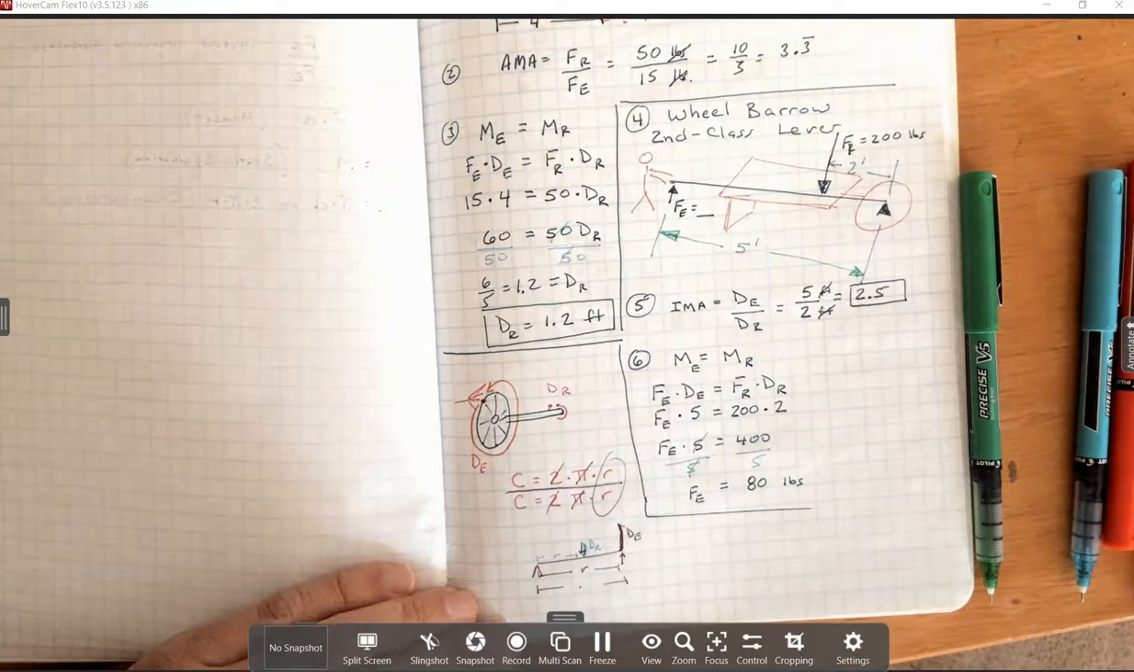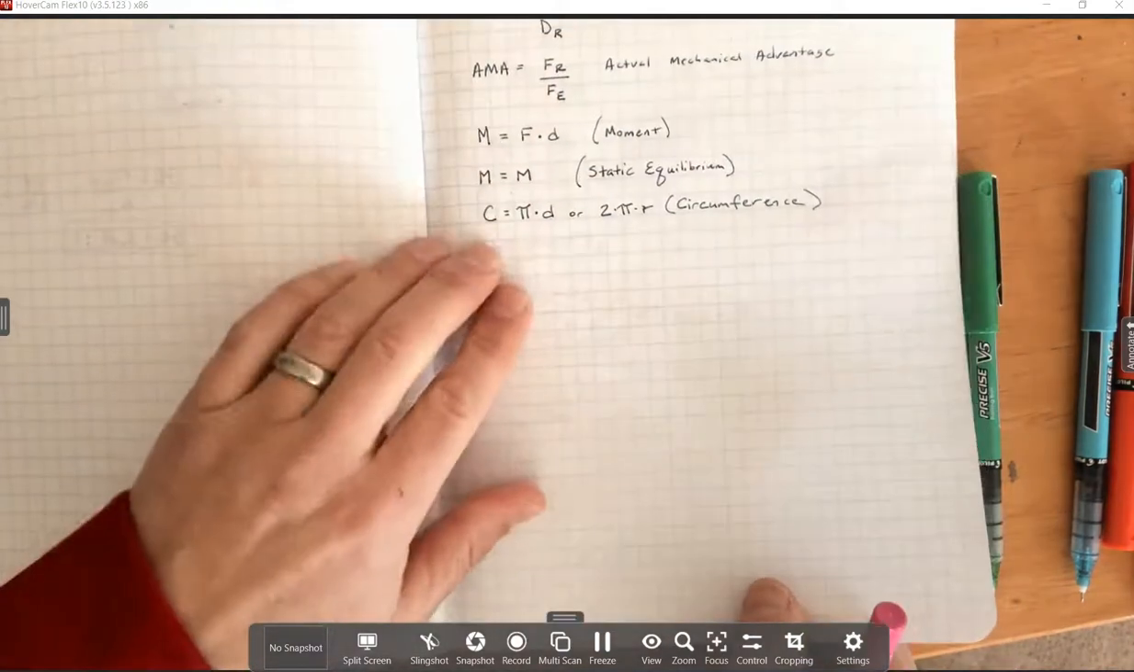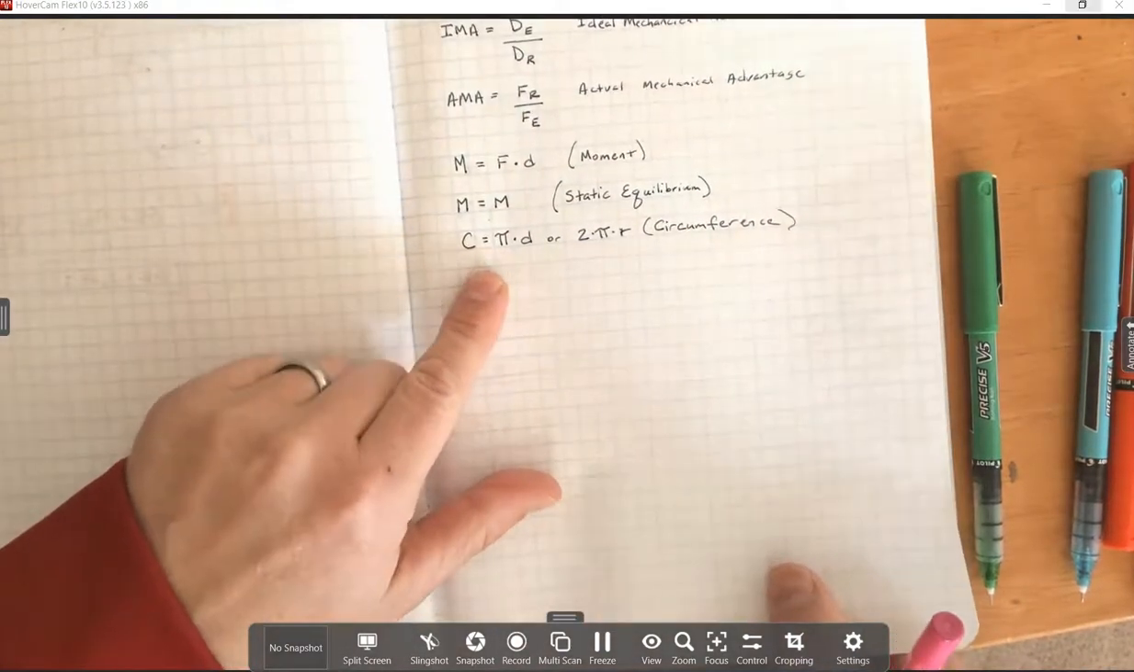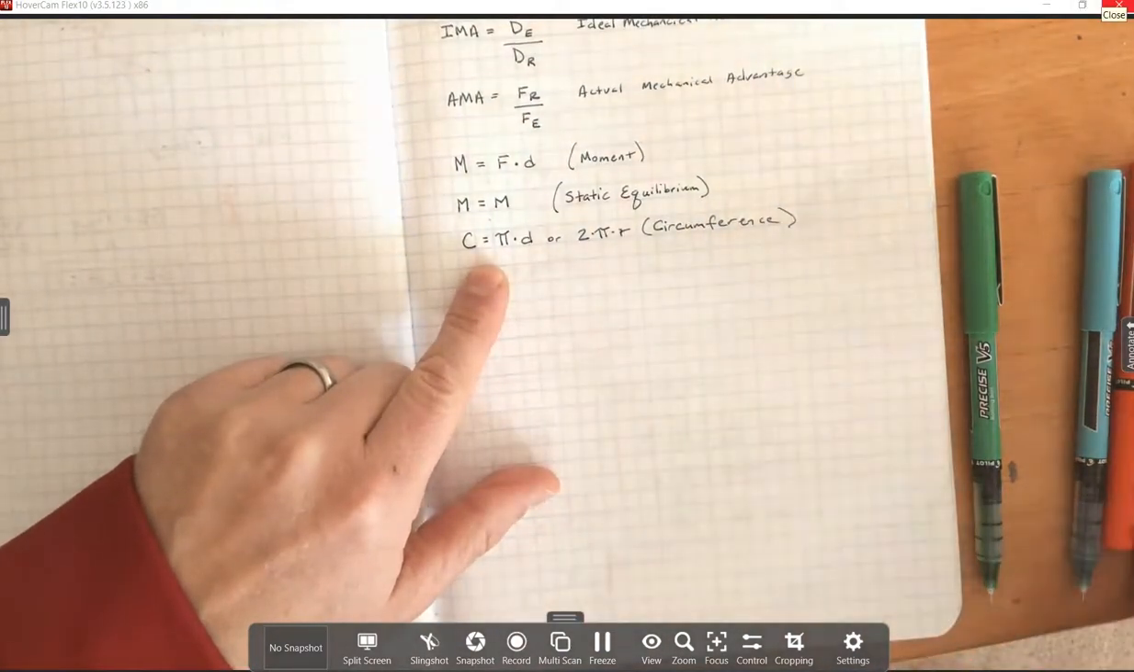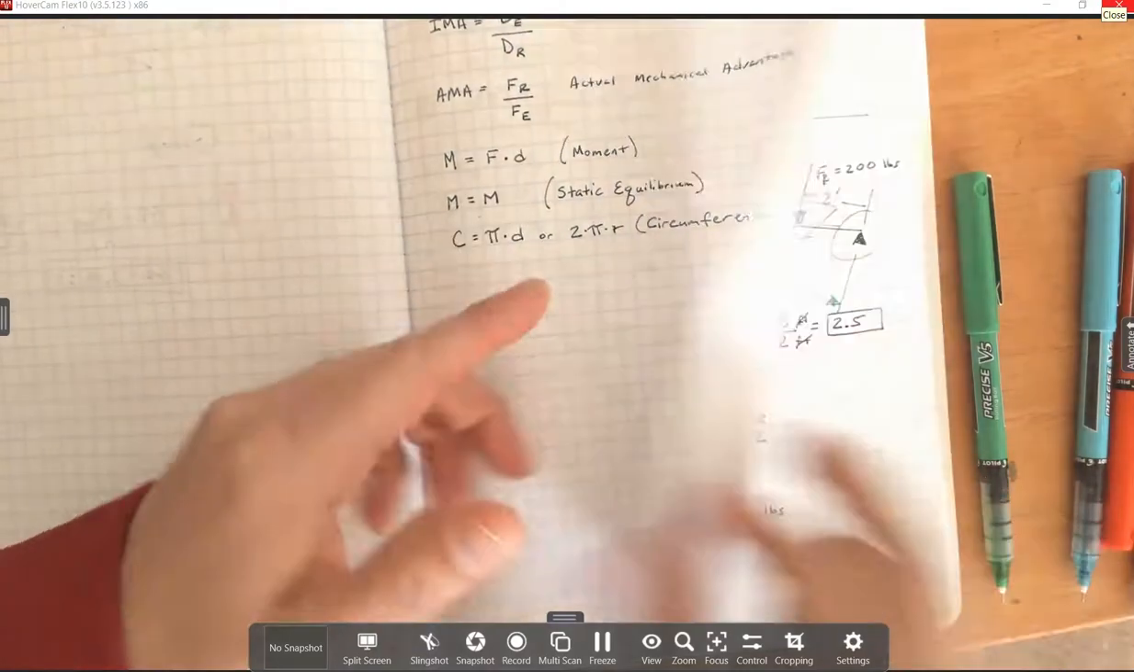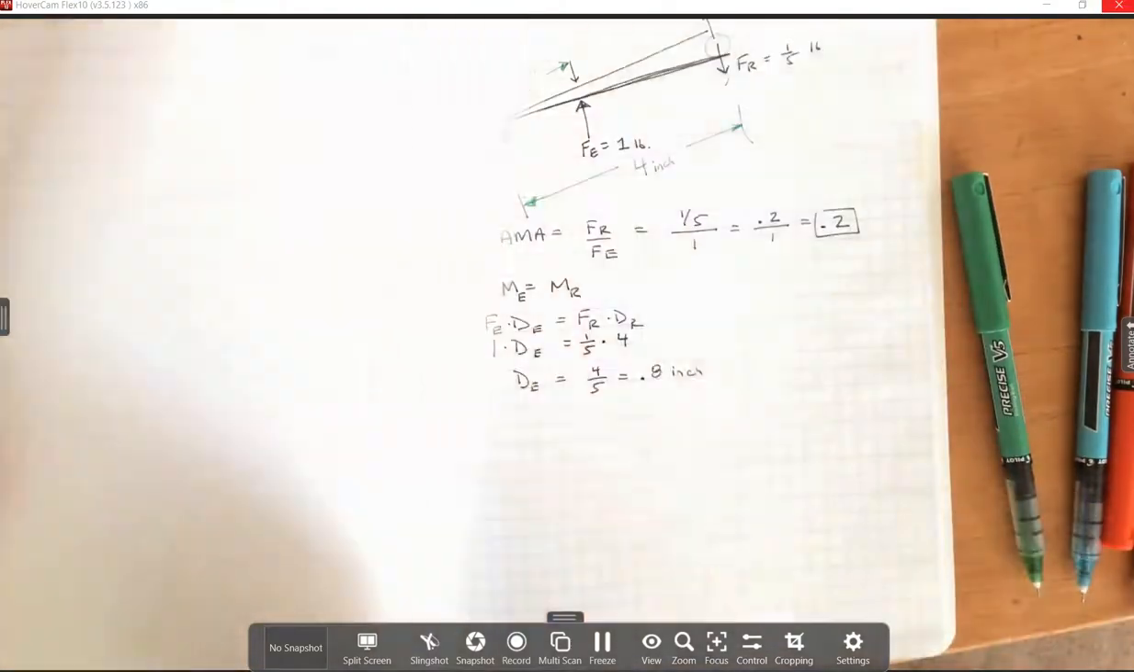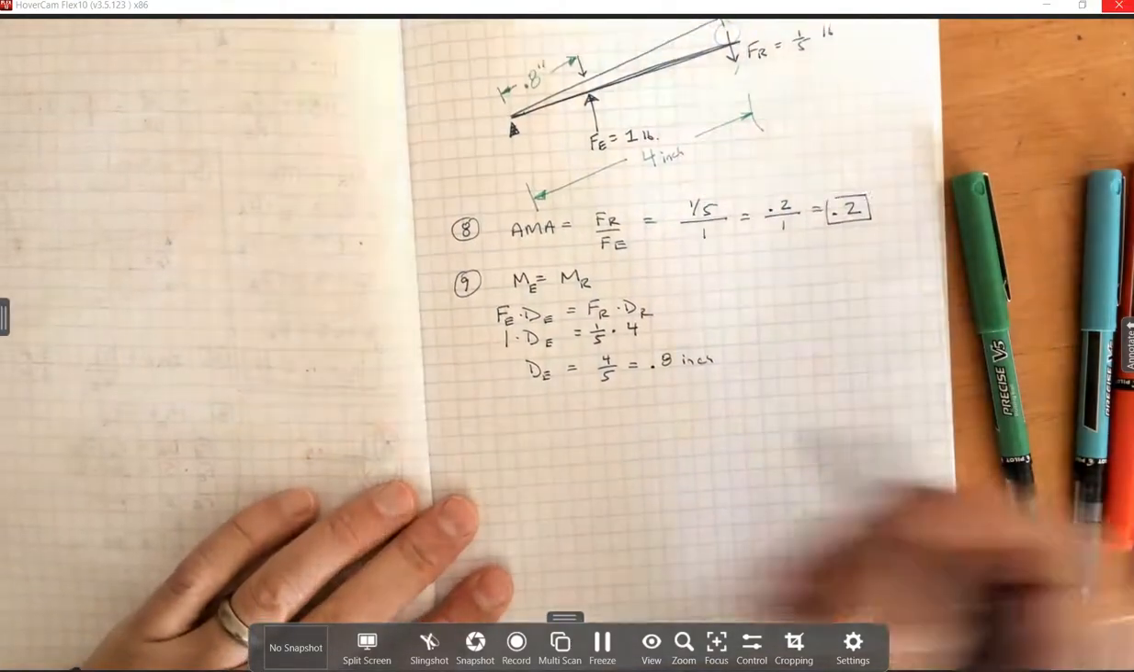Alright, so I'm going to make that note, and I want to add to our formula the ability to calculate a circumference. Okay, so hope that helps you guys out.